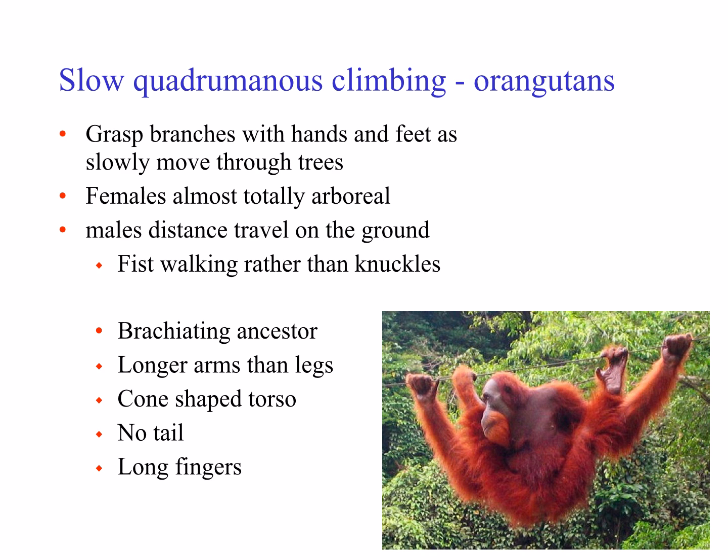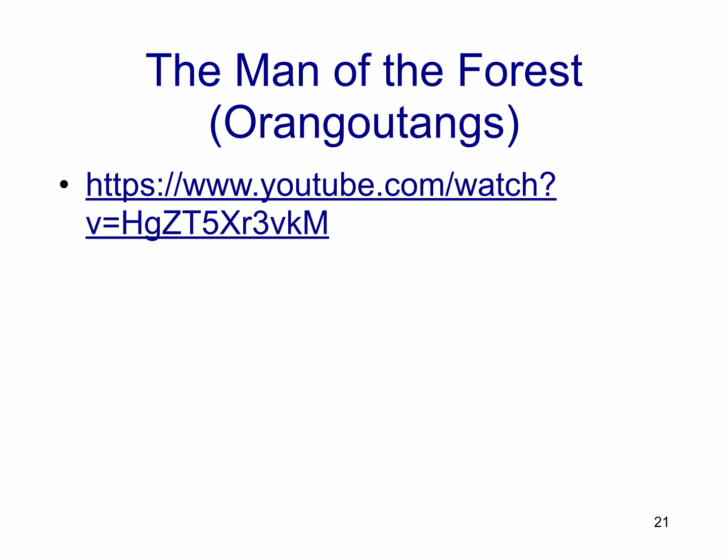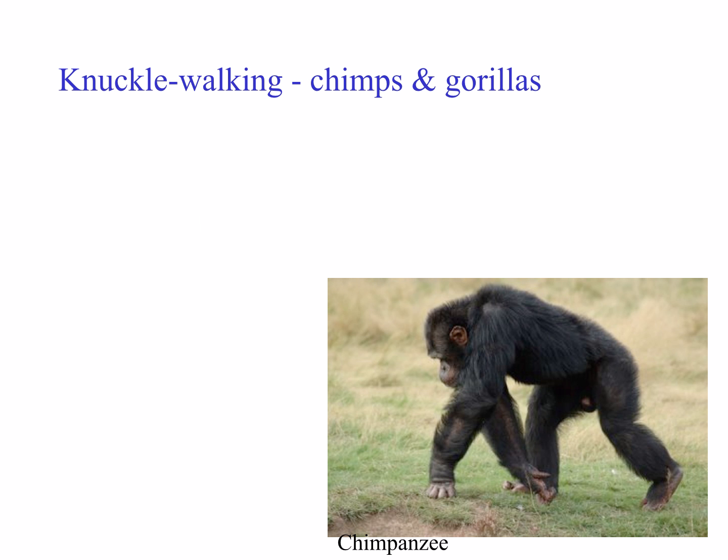They had a brachiating ancestor. We know this because they have longer arms than legs. They have a cone-shaped torso as well, so they have that full range of motion. No tail and long fingers. Here is a video of orangutans.